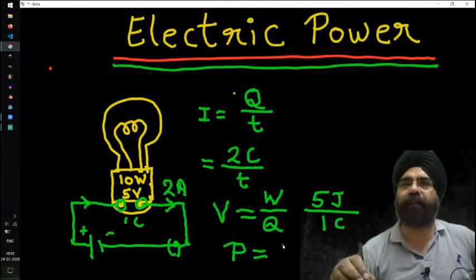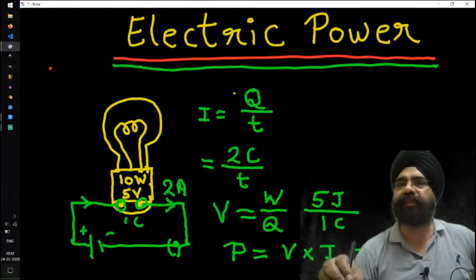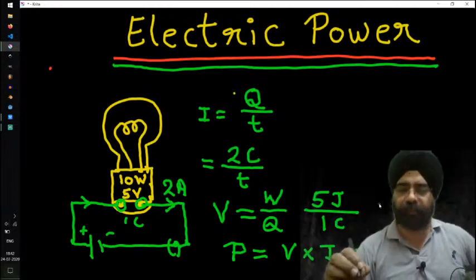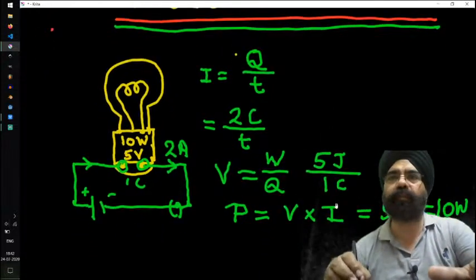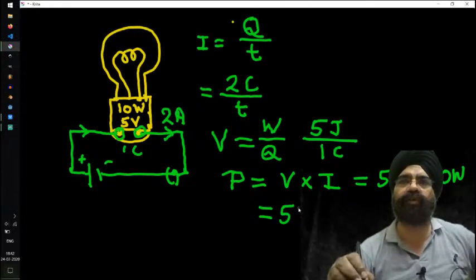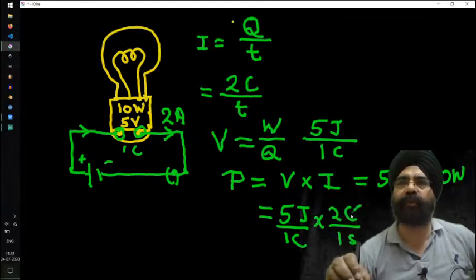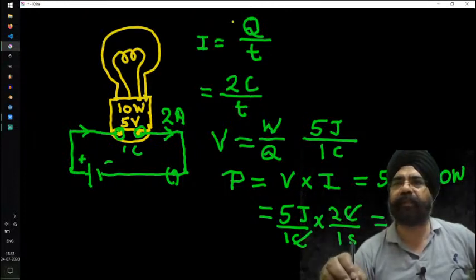Okay, so it becomes V into I. Got it? Which means it becomes 5 into 2. Okay, which means it is 10 watts. Okay, before that I'll just slide it up a little. Which means it is equal to 5 joule per coulomb into 2 coulomb by 1 second. So coulomb cancels, which means it is 5 joules per second.